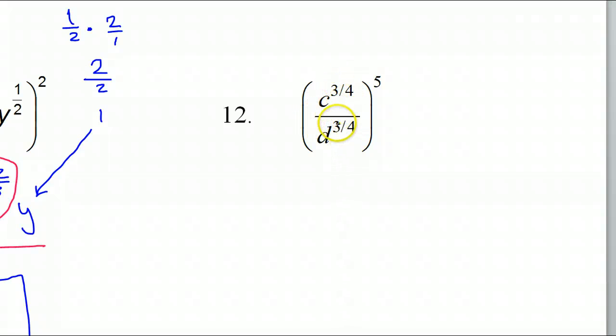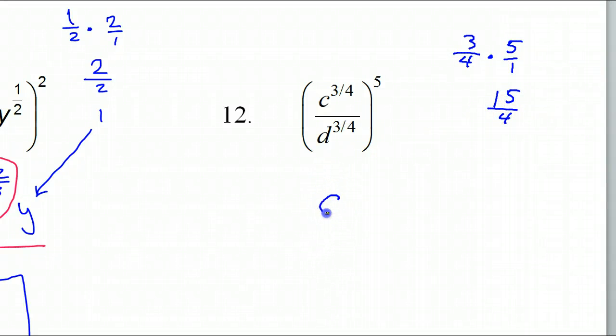Well, the exponents are the same, so I could divide the bases, except for their variables, so can't really do anything with that. So I will just go ahead and multiply. When you do a power to a power, you multiply. So if I do 3/4 times 5, remember this is 5 over 1, so 3 times 5 is 15, 4 times 1 is 4, so this is 15 over 4.